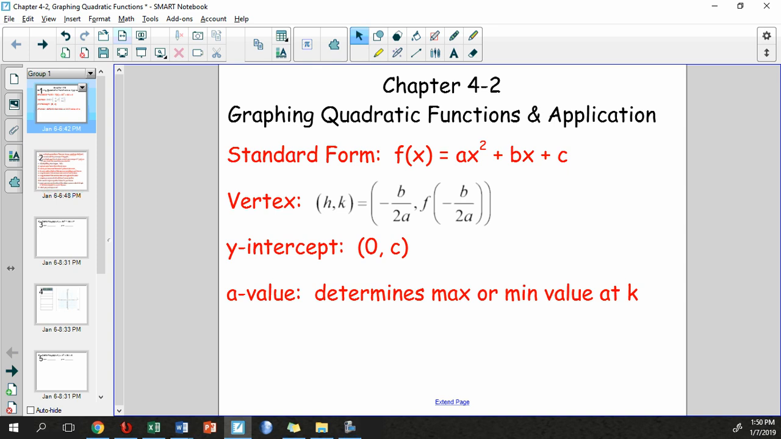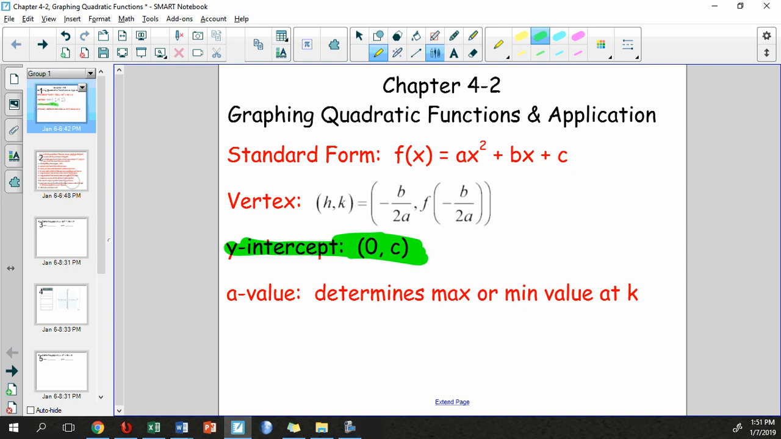What you're learning new today is that your y-intercept is always the point (0, c), always the point (0, c). Your a value determines if you're going to have a maximum, meaning it's been reflected, or a minimum, meaning it is not reflected. Do we understand that, yes or no?